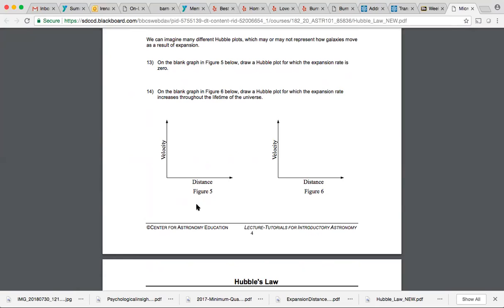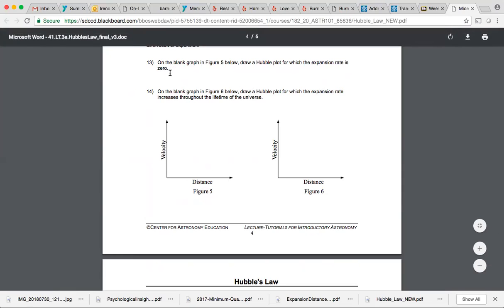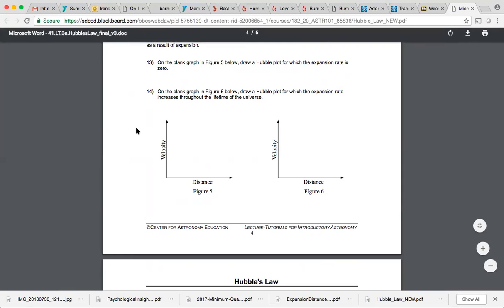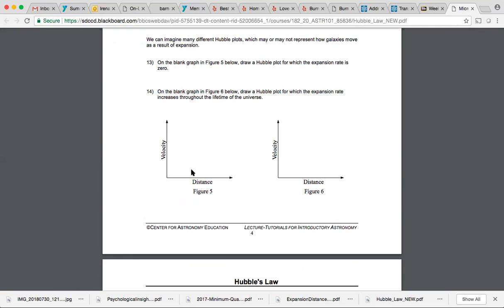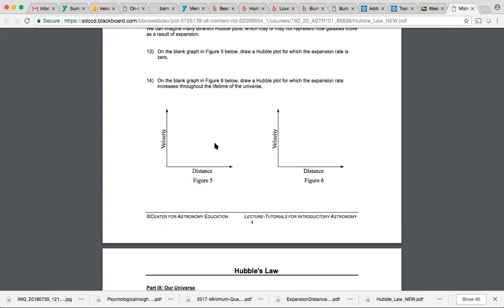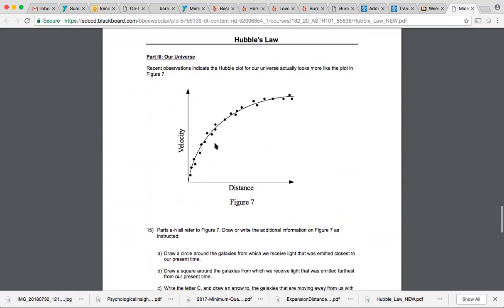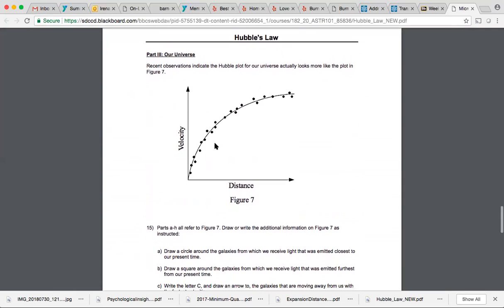Or could it be raised above it? No, it's actually for which the expansion rate is 0. So nothing is expanding, right? Okay. So I would put it along the distance line, or you can put it somewhere here, but then mark the 0 velocity there. Then you have an initial velocity. Okay, good. How about question 14? Question 14 starts off steep and then arcs up as you get further away to some amount. Okay, so does that look like figure 7 basically? Yes, similar to that. Okay, very good.